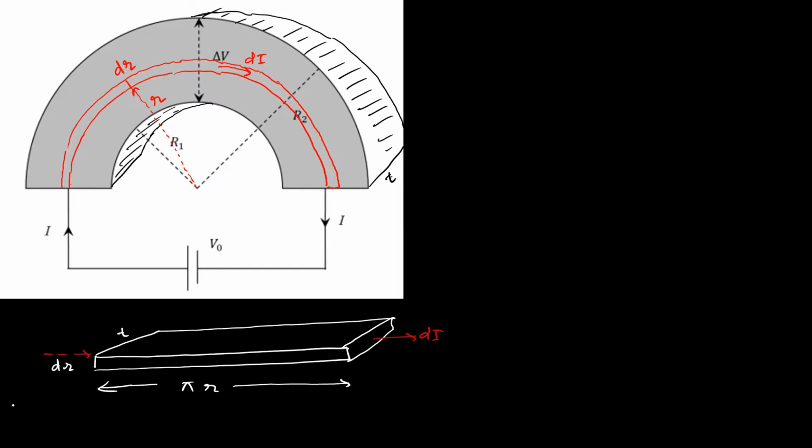So the resistance of this infinitesimally small element, let me write dR, is equal to rho L by area of cross section. That length is pi r, and divide by the area dA. This area is T into dr. This is the cross section area, and through this cross section the current is crossing. So divide by T into dr.